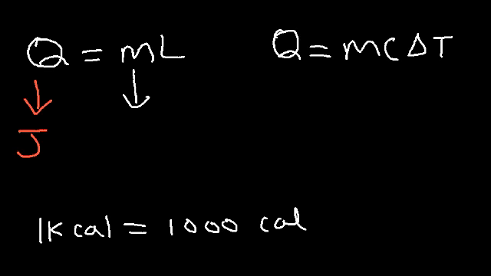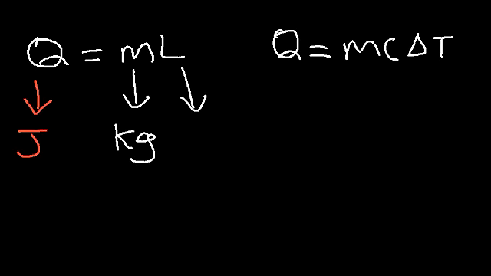M is the mass in kilograms. L is the latent heat. It could be the latent heat of fusion or the latent heat of vaporization. So if you're taking physics, you might see this symbol, L sub F, for the latent heat of fusion. In chemistry, you might see delta H sub F. But we're going to work on problems from a physics perspective.